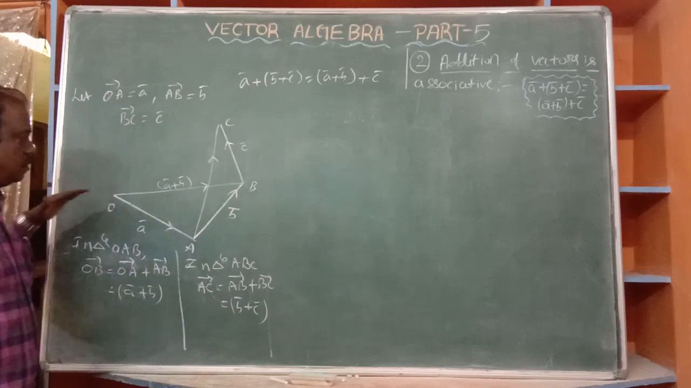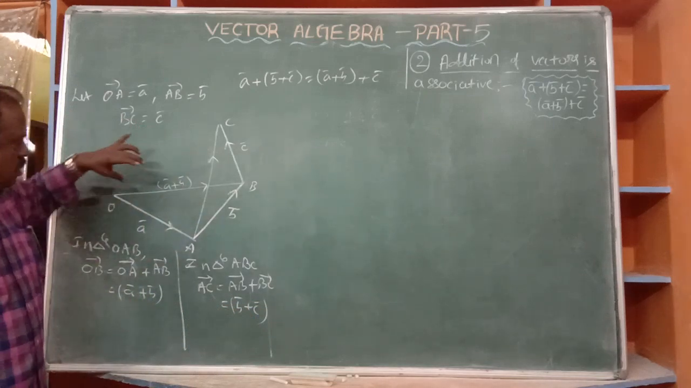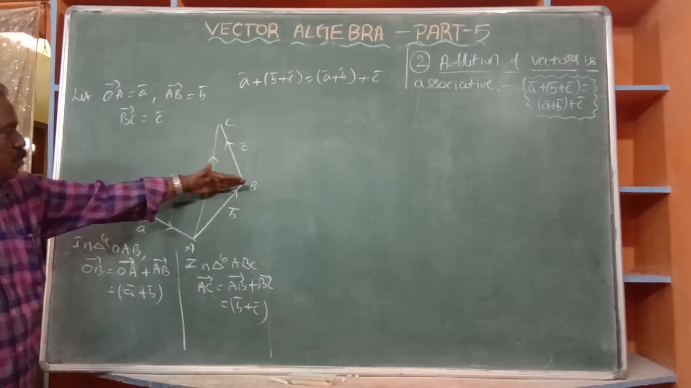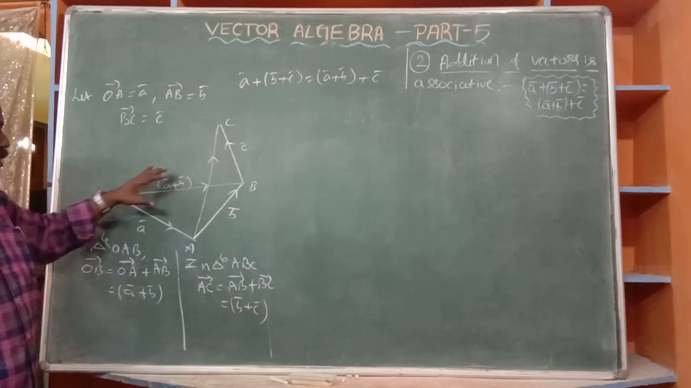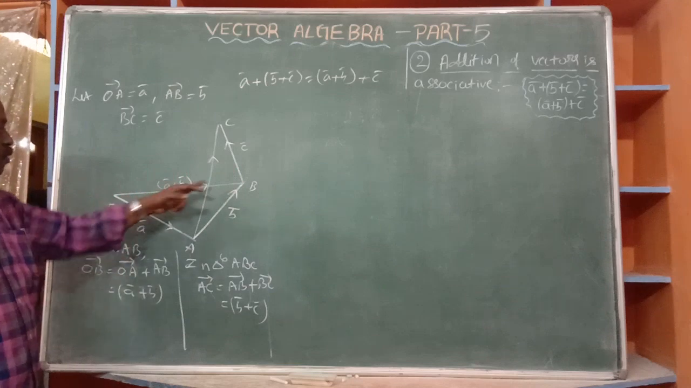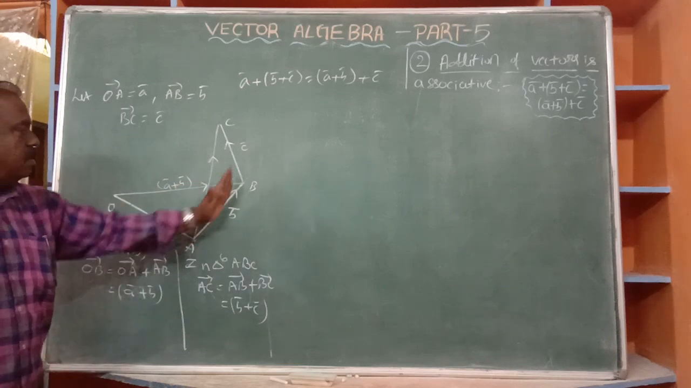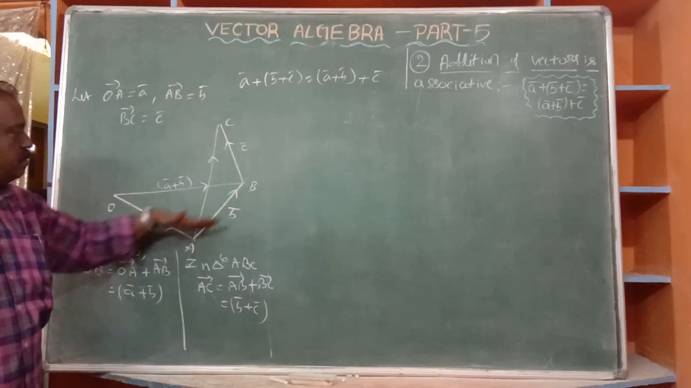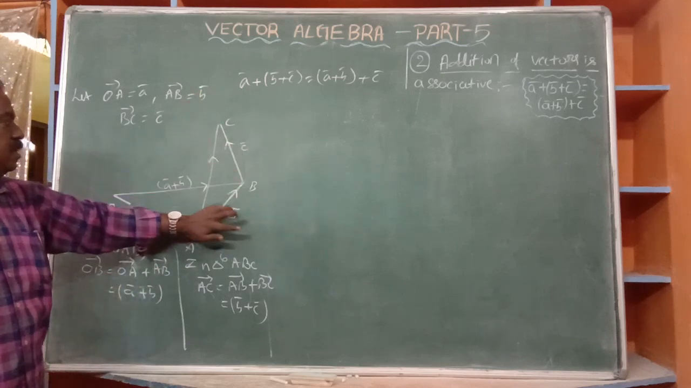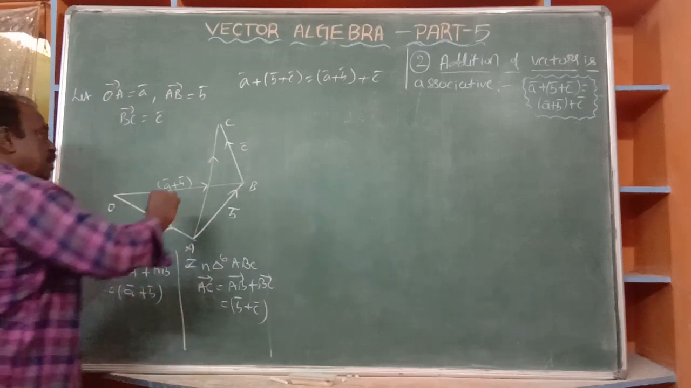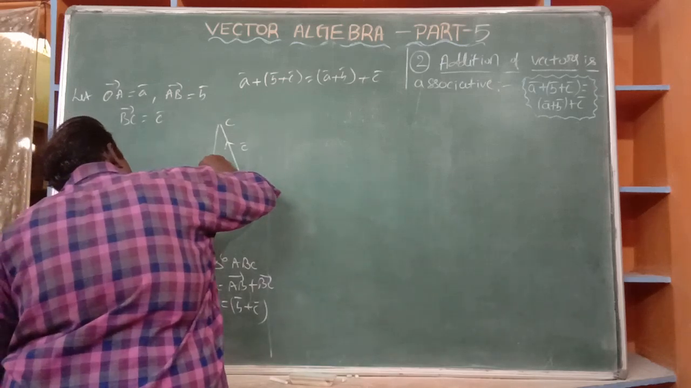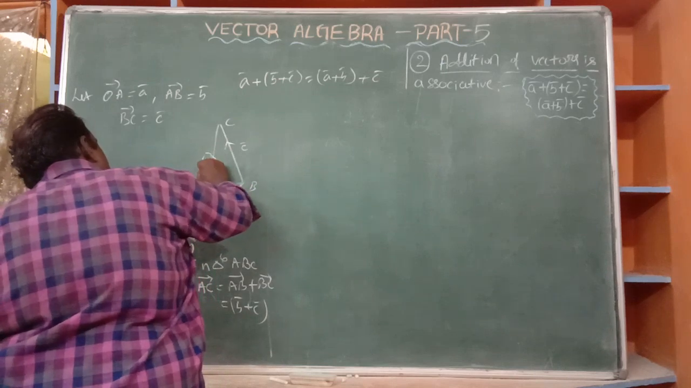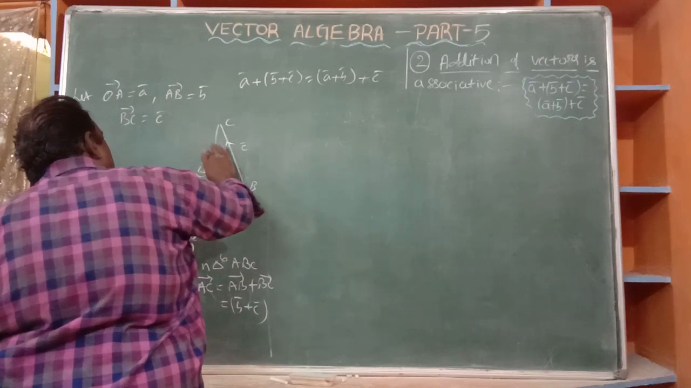Now, from OAB, a particle goes from O to A to B. The displacement is OB bar. By using the triangle law, A bar plus B bar is OB bar. Similarly, in triangle ABC, AC bar is nothing but AB bar plus BC bar, B bar plus C bar.